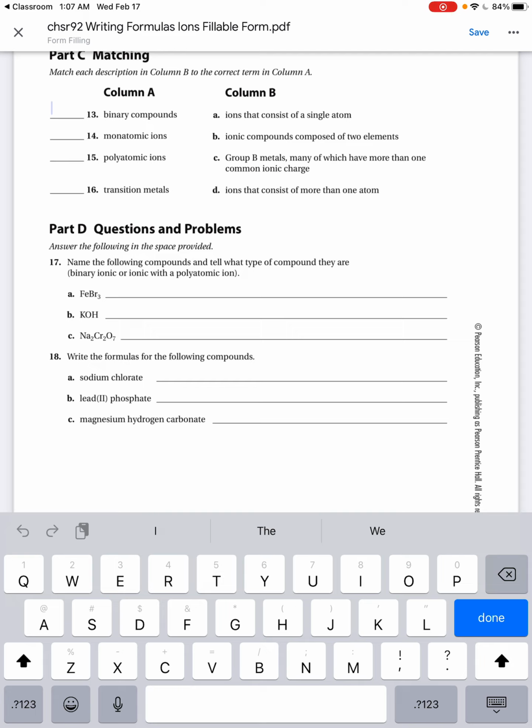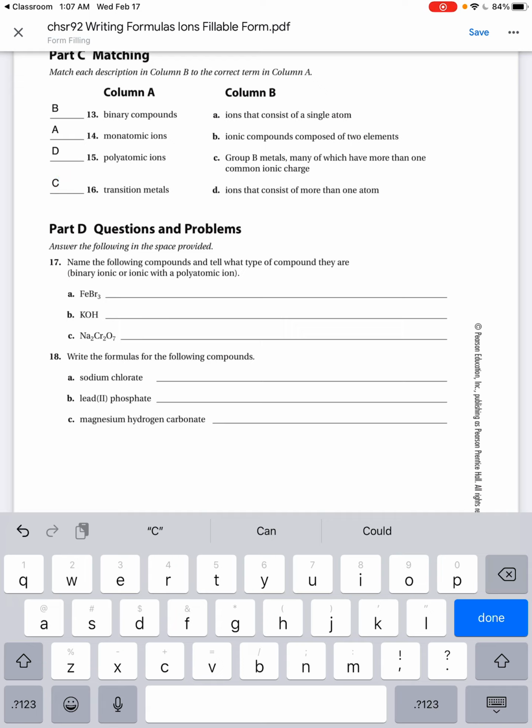So let's go on to our matching. Binary compounds are B, ionic compounds composed of two elements. Monoatomic ions are A, ions that consist of a single atom. Polyatomic ions are D, ions that consist of more than one atom, hence the polyatomic, if you break down the word and the word roots. And transition metals, the only thing left is C, but it is true that they may have more than one common charge.